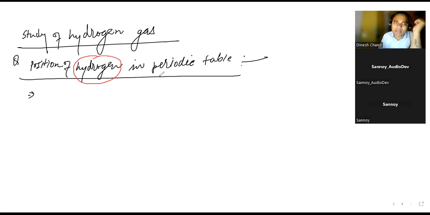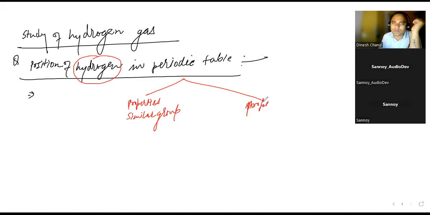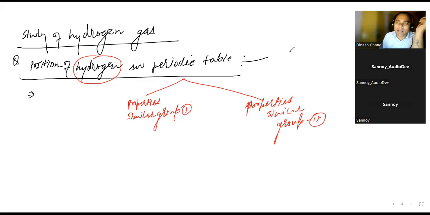The reason is that hydrogen has two sets of properties. One, properties similar to group 1. And second, properties similar to group 17. Although it is kept in group number 1, it has two groups' properties.